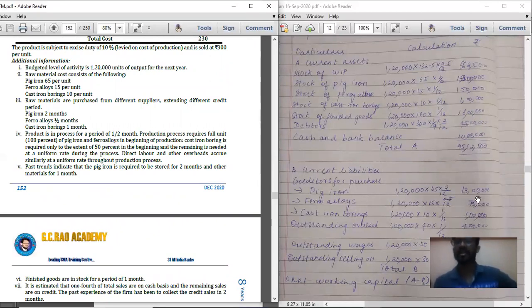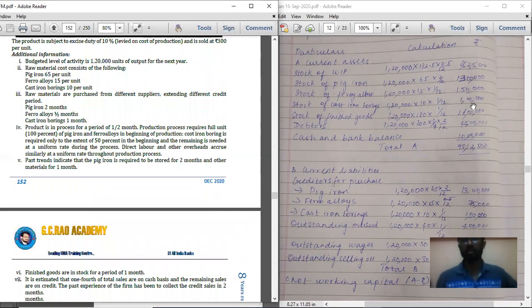Now total the current assets. The amount is 95 lakh 12,500. In respect of that, total within bracket A.